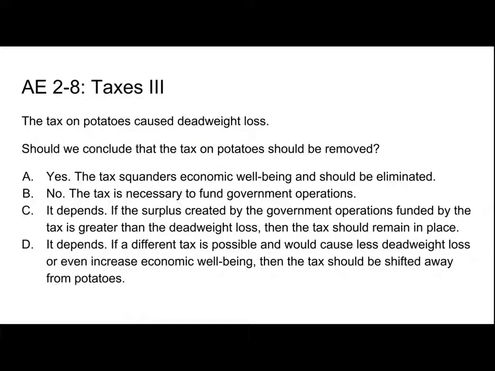Incidence. Oops, I just hit something weird.